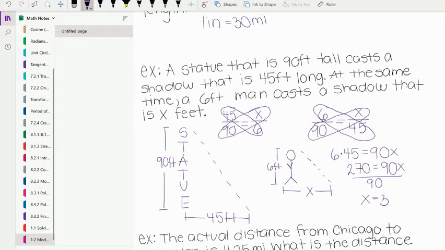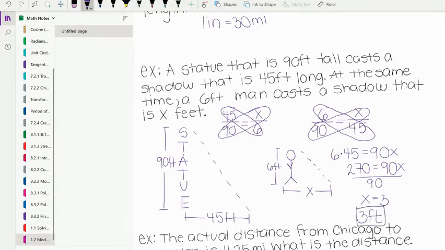So either way, another way you could do it is notice the relationship between 90 and 45. So how am I getting from 90 to 45? Well, you're dividing by 2. Okay, so then how do I get from 6 to x? You divide by 2. And so that's why it ends up being 3. And in this case, we're talking about 3 feet.